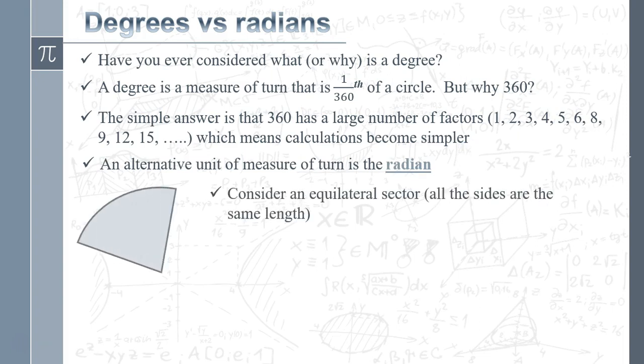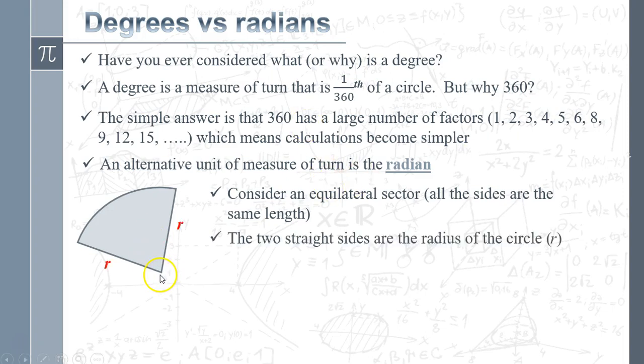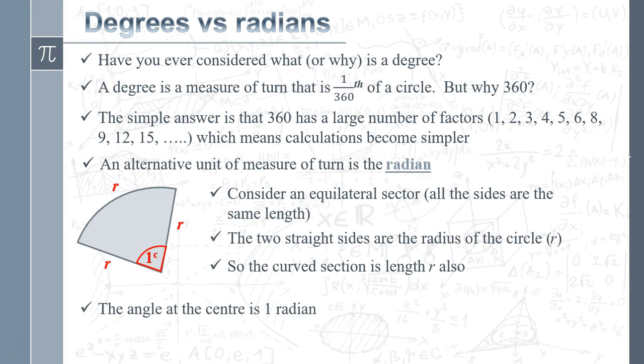So, essentially, the radian comes from this shape here, which is an equilateral sector, and it's part of a circle. Being part of a circle, the centre of the circle is that point there, so therefore the two straight edges are the radius. And it's equilateral, so all three sides are the same length. That means the curved section is also of length r. So what that gives us is that the angle at the centre there is 1 radian, and we use a little c, a superscript c, to represent radians. Don't ask me why, I haven't got a clue. But that is the size of 1 radian.